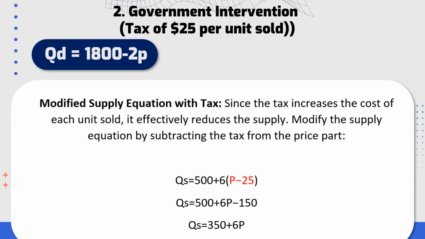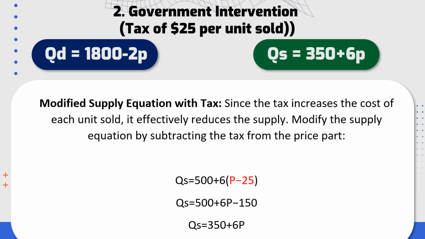So we have to modify the supply equation since it's the tax on the supplier on the units sold. We have to modify it taking into account the fact that the tax is $25. So 500 plus 6, open the bracket, p minus 25, we close the brackets. So here we have the new equation of QS equaling 350 plus 6p after easy mathematical calculations. Ta-da!